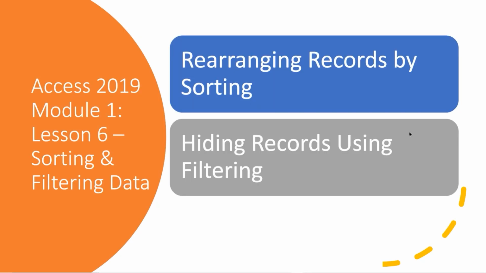Now that we have most of our data in the database tables, you're going to go into how to rearrange your records by sorting them. And there's some cool ways to sort and filter data in Access. And the filtering is especially cool. A lot of these filtering things started in Access and now are in Excel as well. So in addition to sorting, you'll be hiding records by filtering.